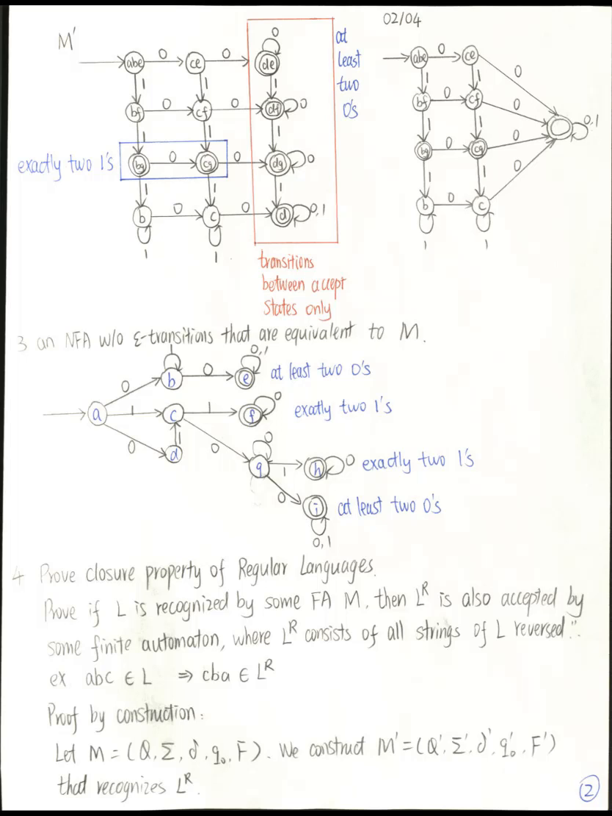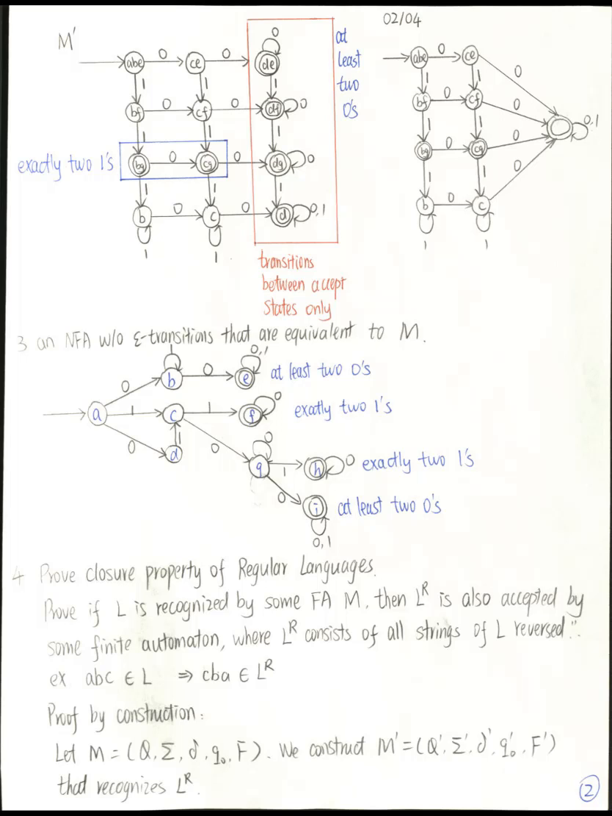Alright, the third one is I start from a 1 and I read exactly 2 ones. So if I read a 1, I should go to C. That means I have read a single 1. And then I consider I read the second one right after this one, or I can consume some zeros and then read a 1.